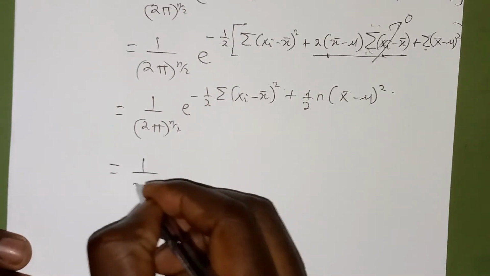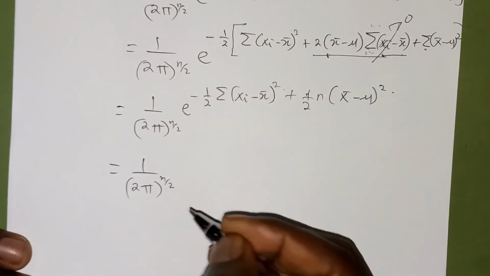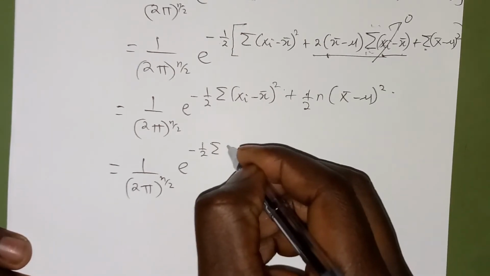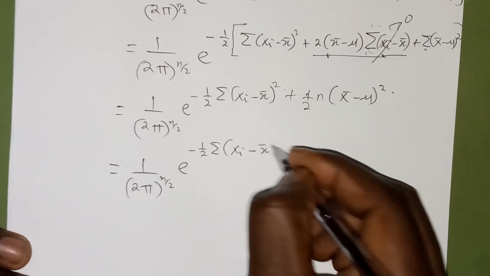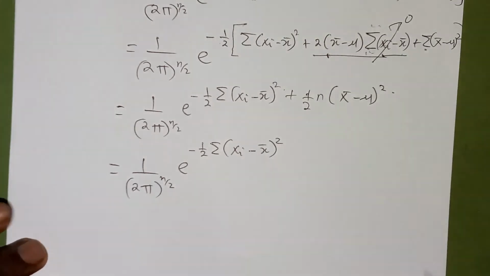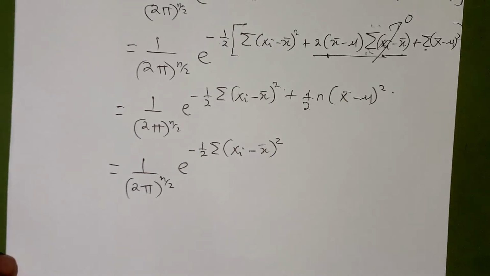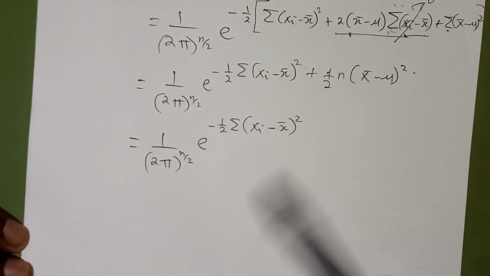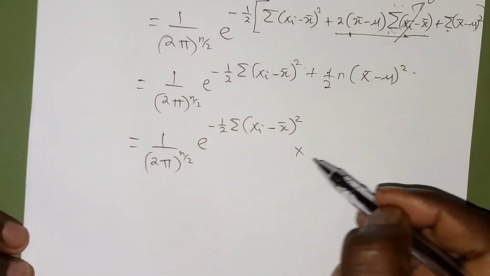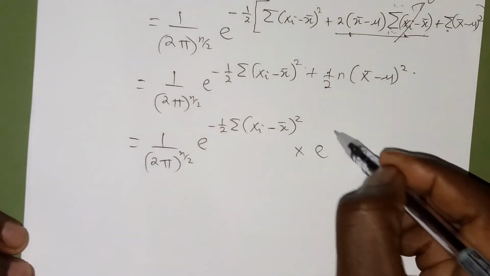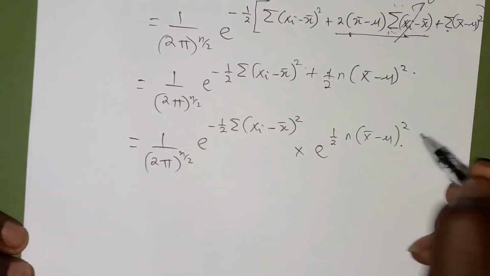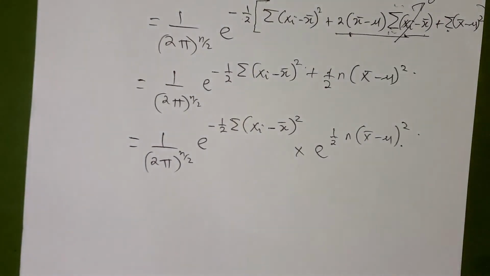We can rewrite this one as 1 over 2 pi to the power n over 2, e to the negative 1 over 2 summation of xi minus x bar squared. But from the laws of indices, we know that if the powers are adding, we can take this down and multiply here and get e to the 1 over 2 n into x bar minus mu squared. So from this we can see that we have two components.